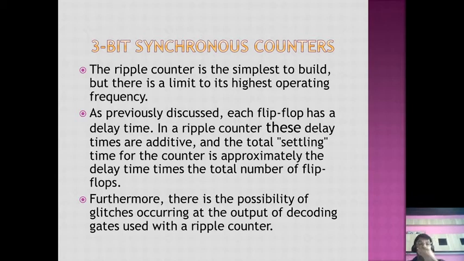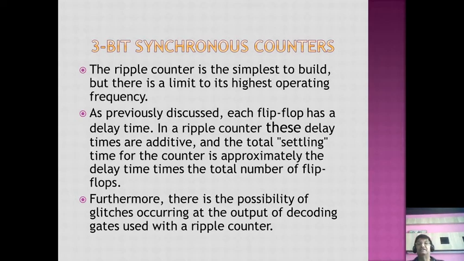What is the difference between a synchronous counter and a ripple counter? The ripple counter is simplest to build, but there is a limit to its highest operating frequency because its settling time is going to be larger. So its frequency of operation is going to be limited. That is one of the limitations of the asynchronous counter or ripple counter.